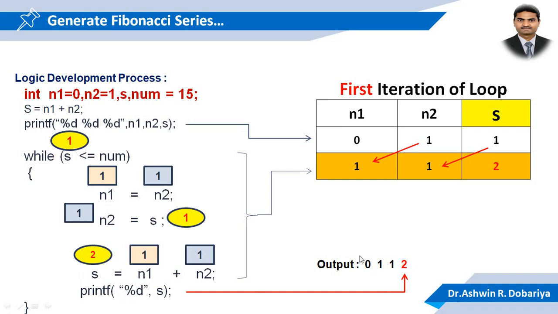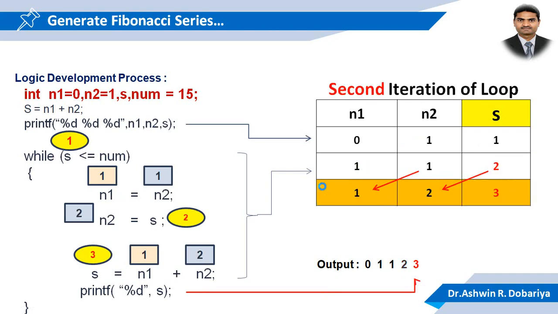over here. So the first three values, 0, 1, 1, are displayed using printf, and after that the next digits will be added through this while loop. So in the first iteration the situation is like that. If we talk about the second iteration, s is 2, which is less than 15, yes, the condition becomes true.